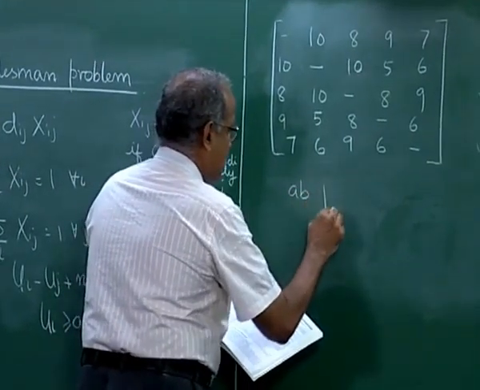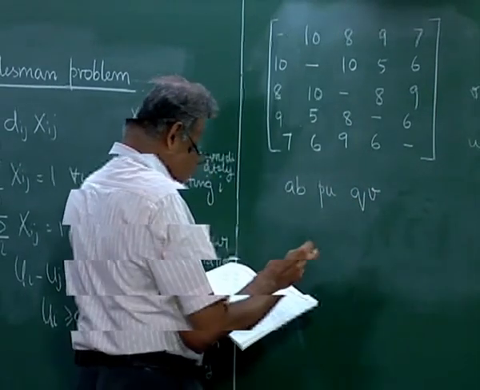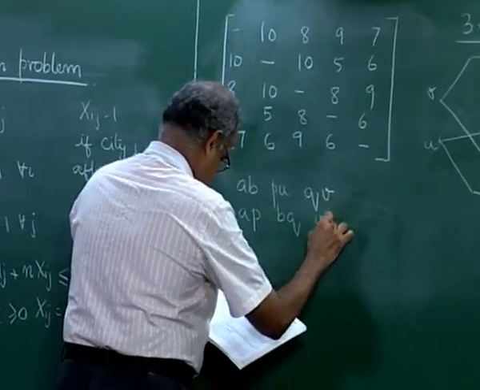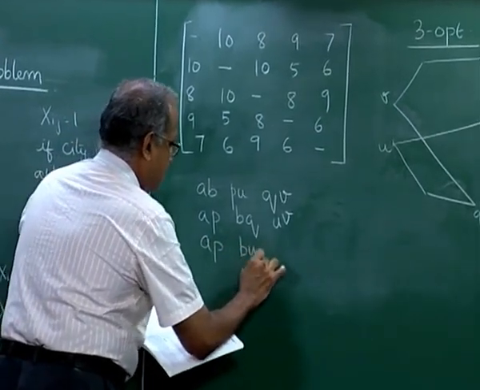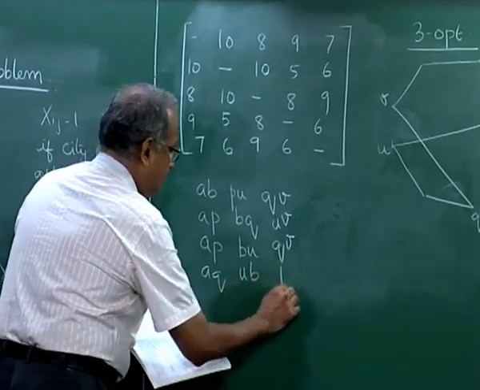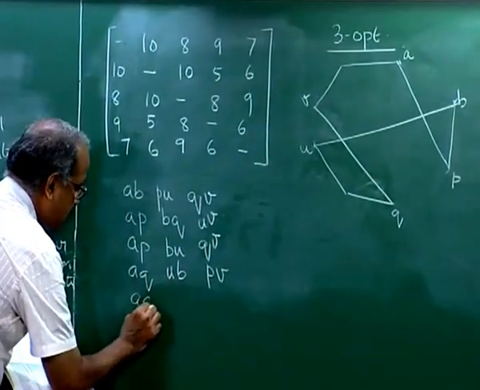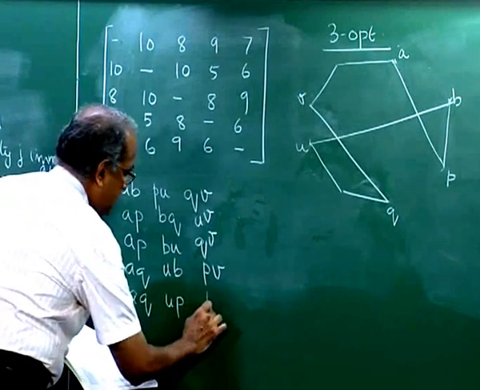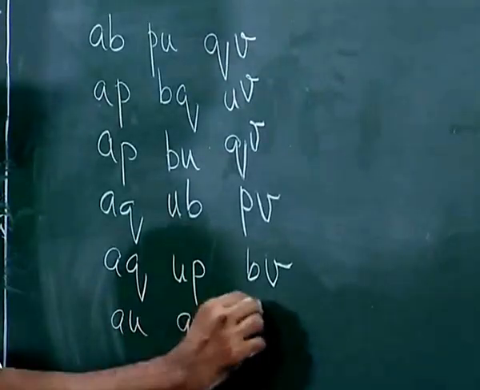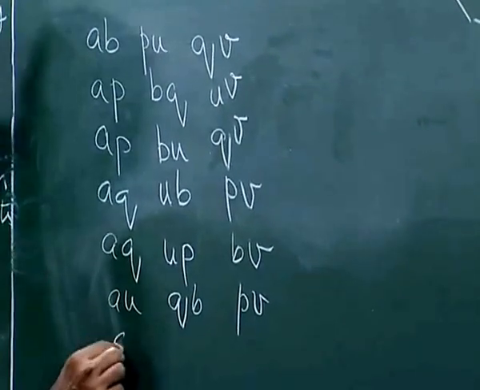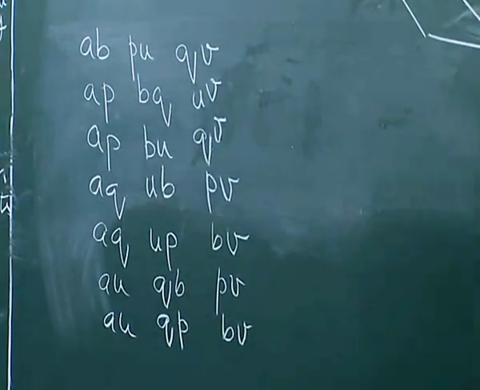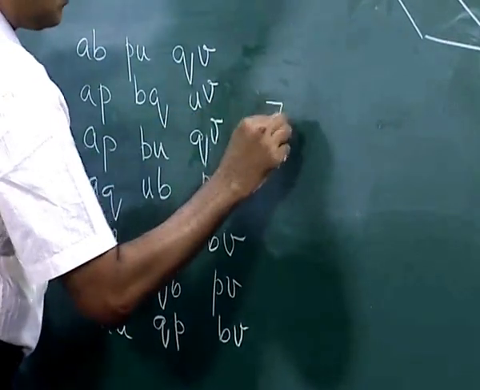We can have AB, PU, QV, AP, BQ, UV, AP, BU, QV, AQ, UB, PV, AQ, UP, BV, AU, QB, PV, AU, QP, BV. So, for every AB, PQ, UV chosen, we can have 7 solutions.